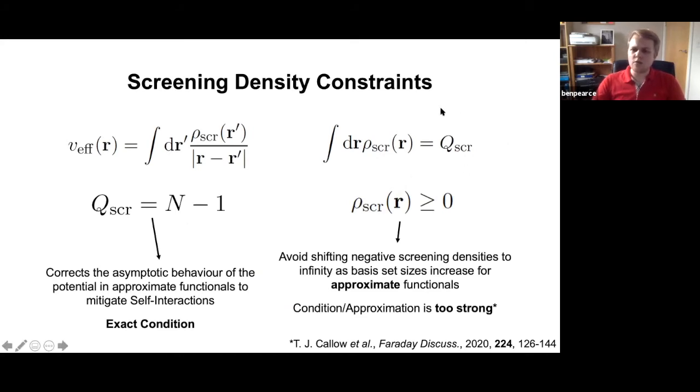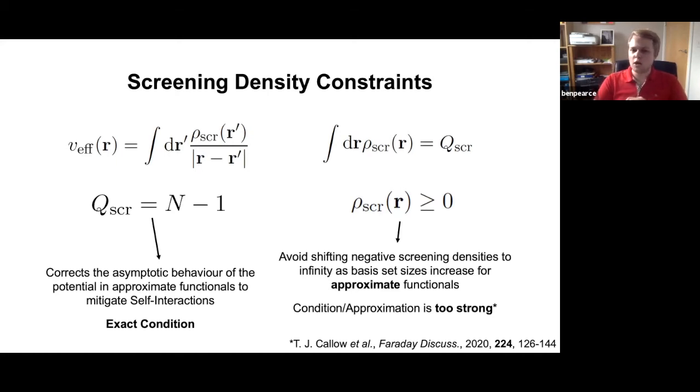Another condition that we imposed on the screening density was a particular positivity constraint. This avoids shifting negative screening densities out to infinity as your auxiliary basis set size increases for an approximate functional. So why might the screening density want to actually be pushed out to infinity? Well, if you imagine doing a calculation for LDA that naturally wants to integrate the screening charge to n, and you're forcing this extra hole to be present, if you give it the flexibility in the basis set, it will naturally want to move that hole away from your system, which doesn't really lead to very physical behavior.